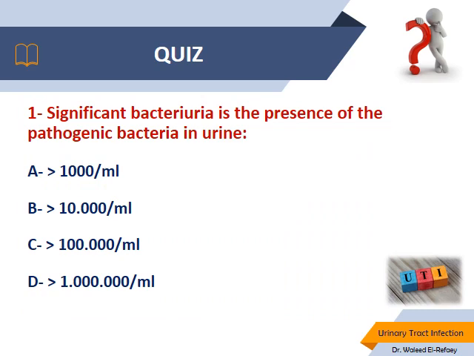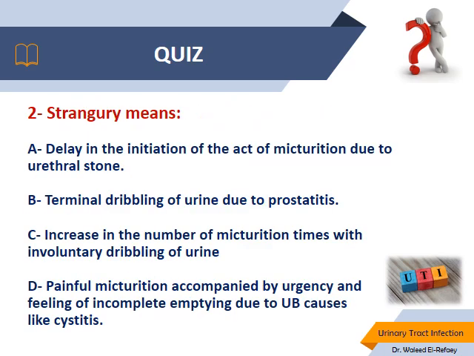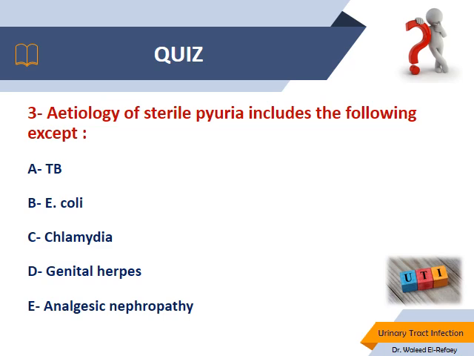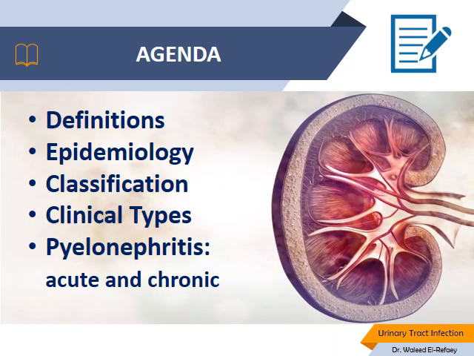Firstly, here are some questions concerning the topic of urinary tract infection. You can try to solve these questions, and we will solve them at the end of the presentation. I took my topic through this agenda: definitions, epidemiology, classifications, clinical types, and we will talk mainly in this topic about pyelonephritis, in both acute and chronic forms.